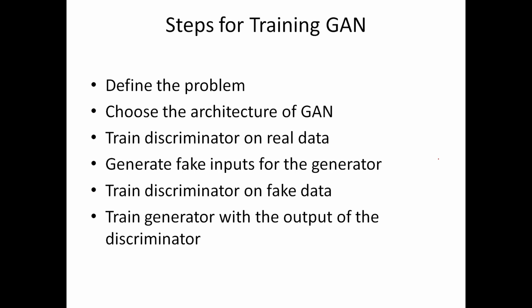So step number 3 is to train the discriminator on the real data, and step number 5 is to train the discriminator on the fake data. Then train the generator with the output of the discriminator based on real data and fake data. So the discriminator will generate the output.